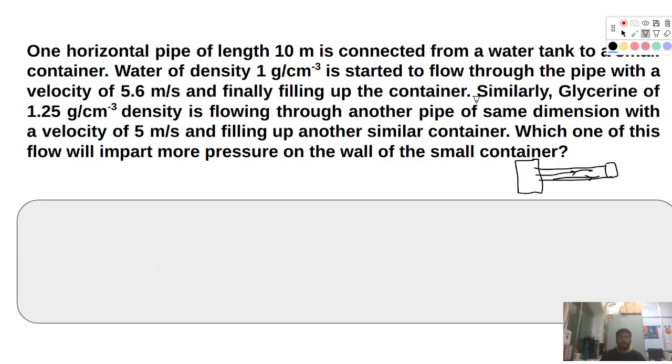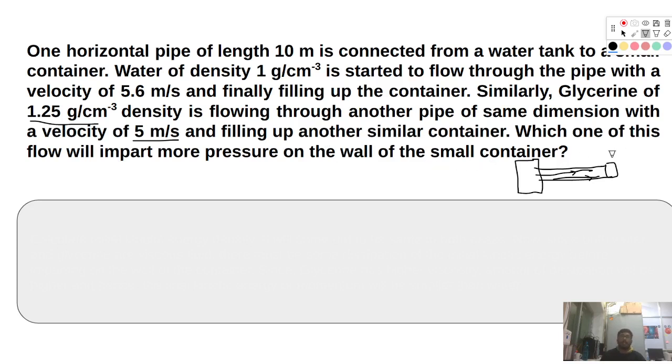container. Now similarly, you have glycerin of some density which is higher than water density flowing through another pipe of same dimension. So in each case the dimension of the pipe is same, with a velocity of 5 meter per second, filling up another similar container. So which one of these flows will impart more pressure on the wall of the small container?